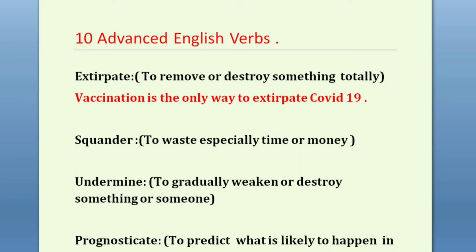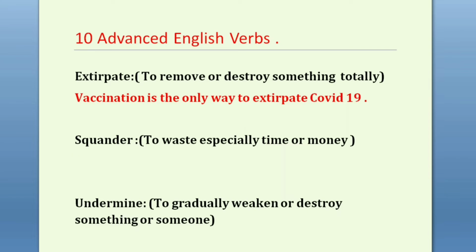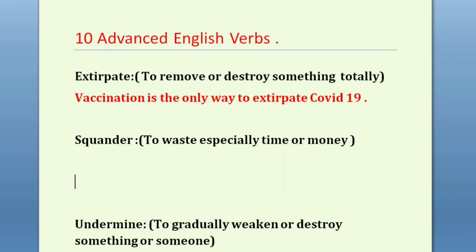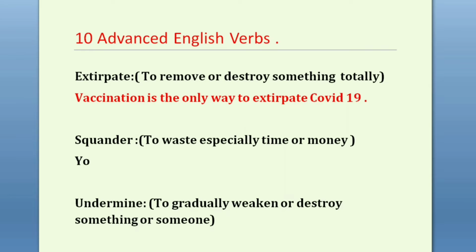So let us move on to the second advanced English verb we have today, that is squander. Let me pronounce it once again. The word is squander. As you see on your screen, the second advanced English verb today is squander. That means to waste, especially when you're talking about time or money. Alright? So let me show you how to use this term squander.